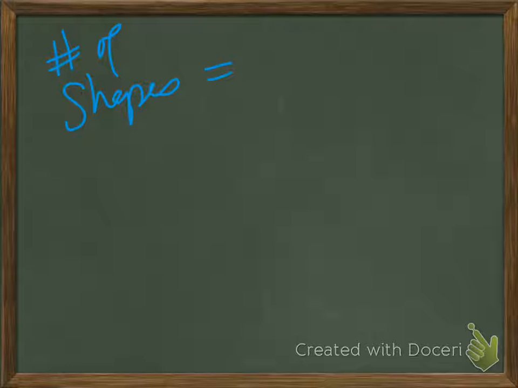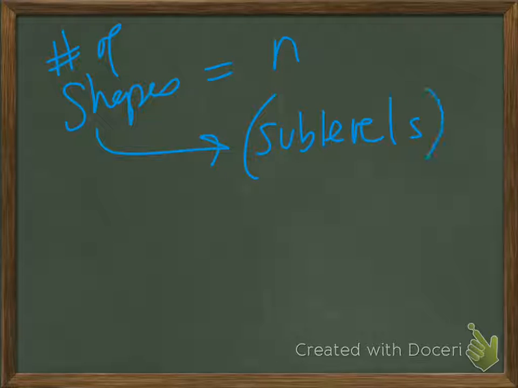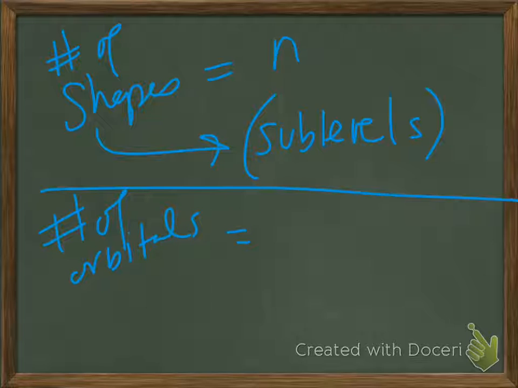So the pattern, because we can make this really clear: number of shapes equals n. And this is sometimes called sublevels. So how many sublevels are on a main energy level is equal to the main energy level's number. So the number of shapes or the number of sublevels. Number of orbitals equals, it's the general mathematical rule. For n equals 1, it's 1. For n equals 2, it's 4. For n equals 3, it's 9. N squared.